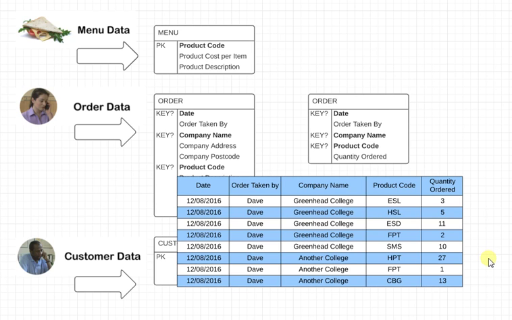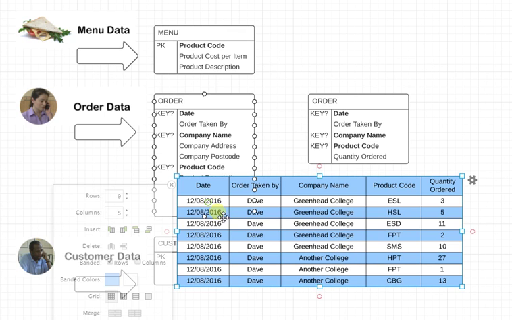So what we look for is the things that are the same and the things that are different. So with the order, I've got date, order taken by, company name. So what are the important elements here? I need to know that on this particular date, 12th of the 8th, 2016, the Green Egg College placed an order. Okay, so my key attributes have got to include the date and the company name. So those two have got to be together.